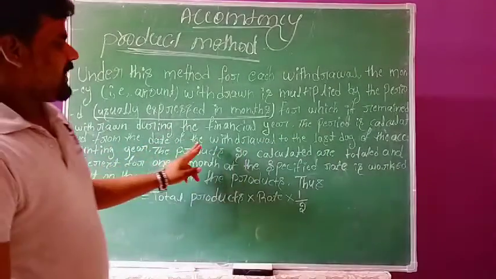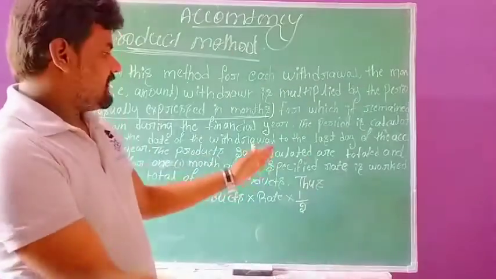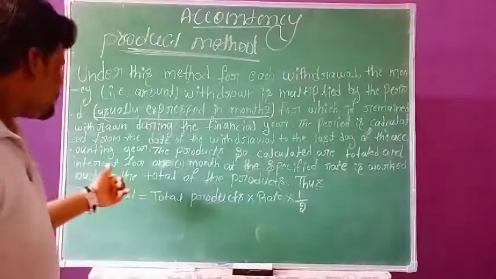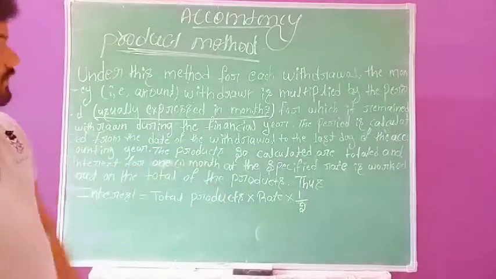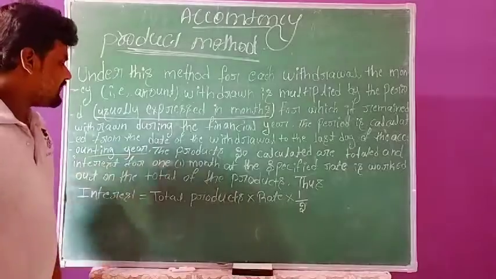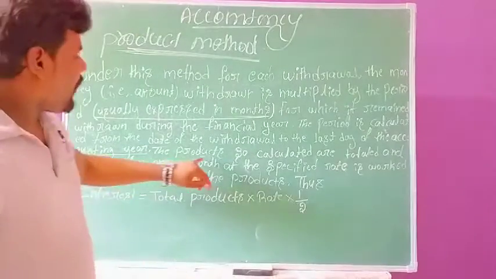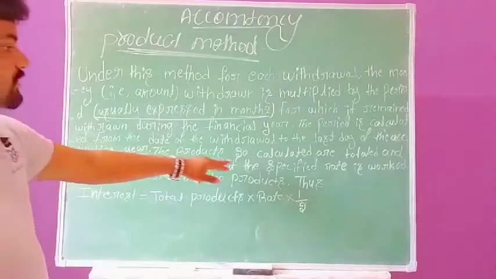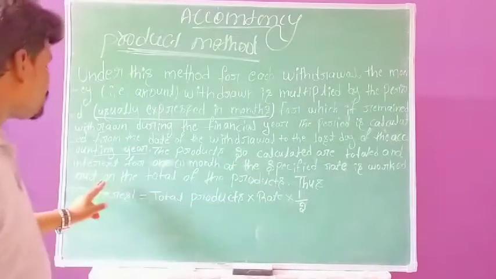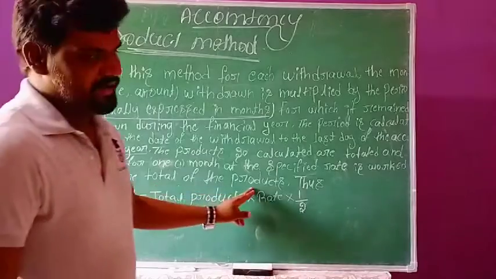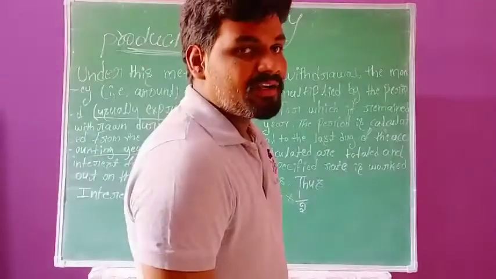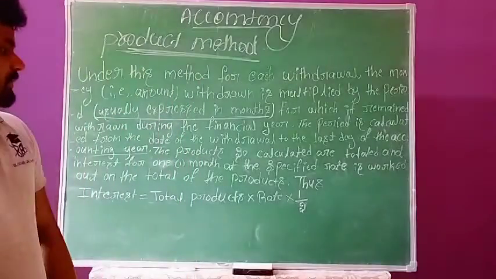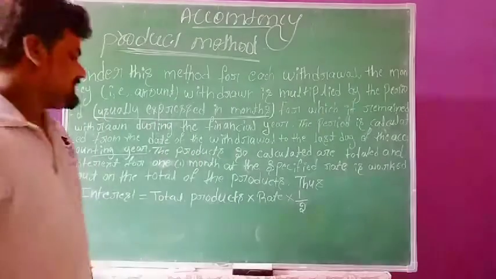The period is calculated from the date of the withdrawals to the last date of the accounting period, or accounting year. The products so calculated are totaled. Whatever the amounts, we multiply them by the number of outstanding months. That is the product.